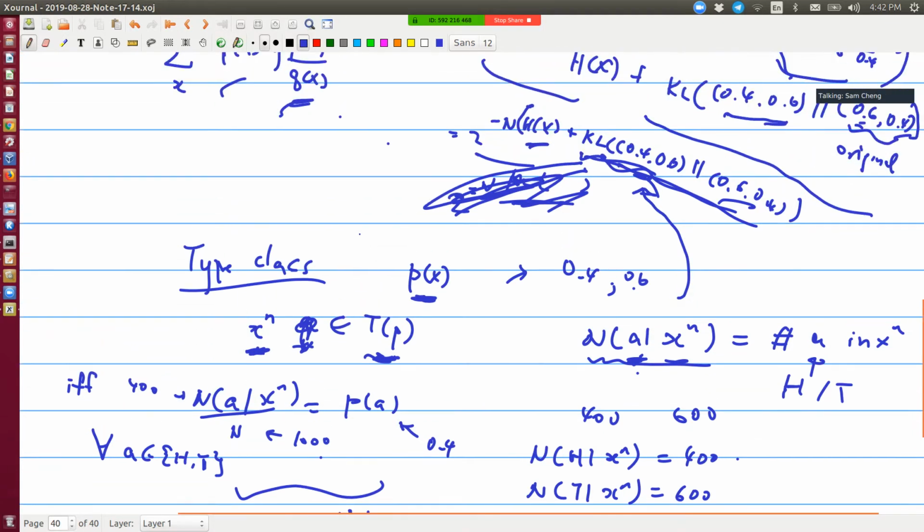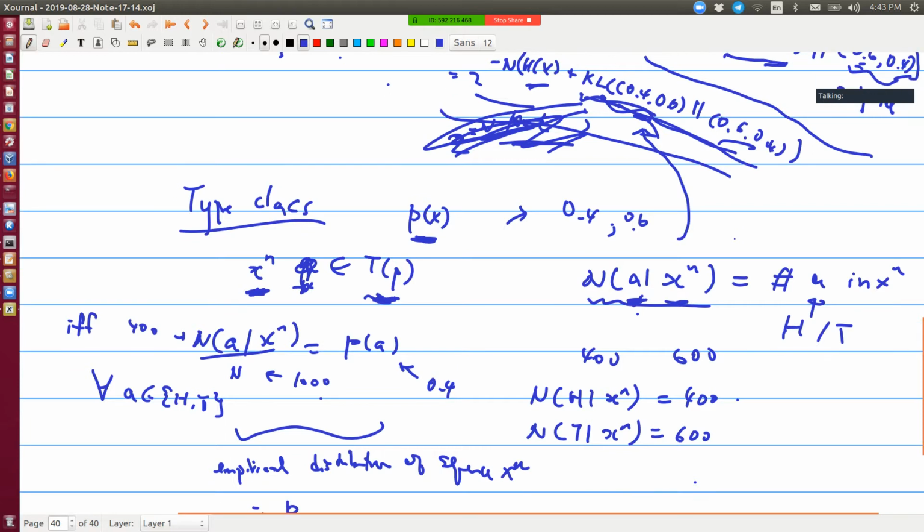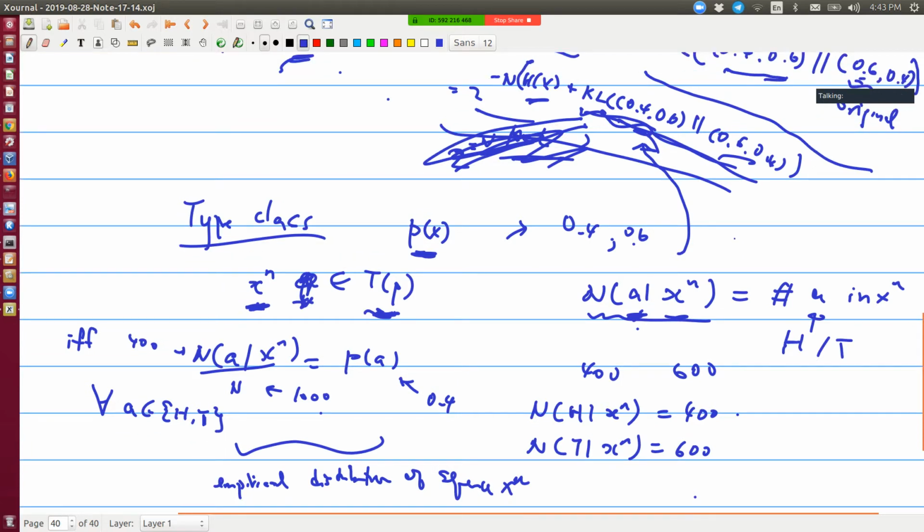And from our earlier discussion, every sequence in the same type class will have the same probability, because all of them will have the same fraction of heads, the same fraction of tails, and so on. Every sequence in the same type class just means they have the same number of heads, the same number of tails, and the same number of each outcome, and all of them will have the same probability. Yes, it's because of this condition.